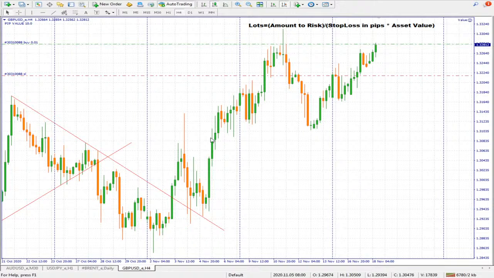Okay, now we have this here. What this simply means is that per every pip, the value per pip for this currency is actually 10. So this is the amount of money you're risking in dollars, then this is the amount you're risking in pips, then this is the pip value. So you divide the amount of money you are risking in dollars by the stop loss in pips, which is the difference between the point of entry and the stop loss, and then this is the asset value. The asset value varies depending on the symbol you're trading. It's not the same.